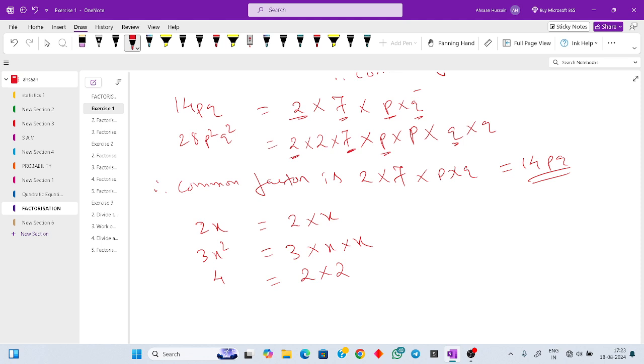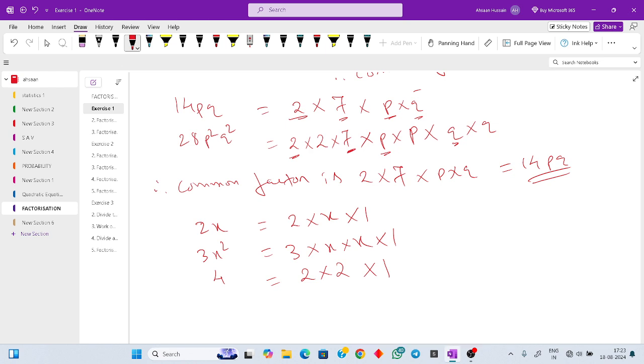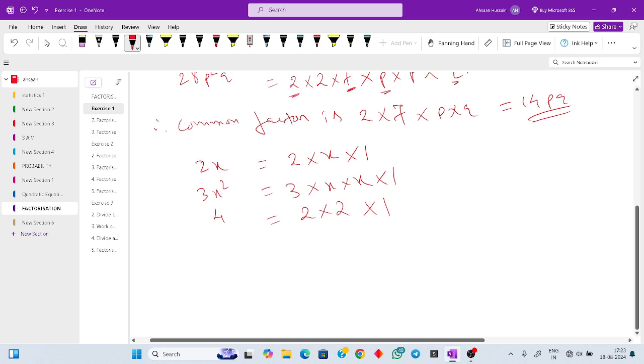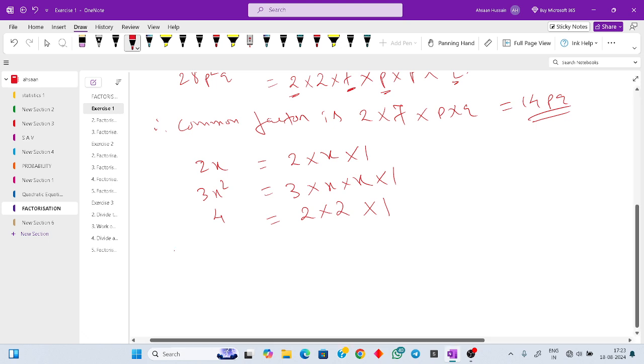In such a case, we'll write one more thing: multiplied by 1, and multiplied by 1, because 2 multiplied by 1 is 2 only, 3 multiplied by 1 is 3 only, and again the same thing. So the common factor will be 1. If there is no common factor, don't write 0, because the common factor will be 1.